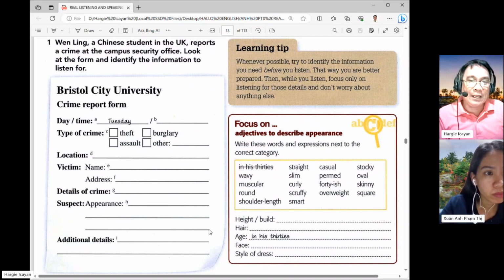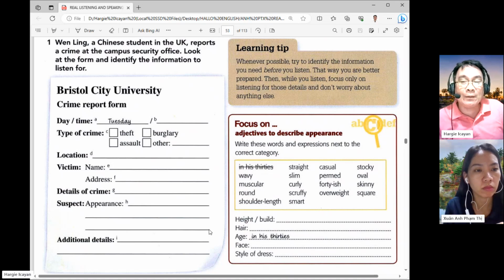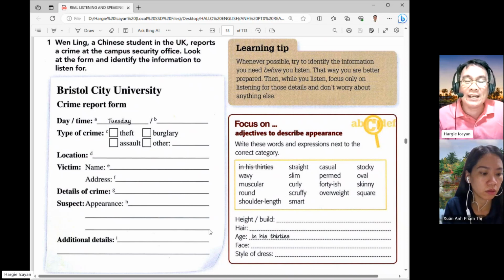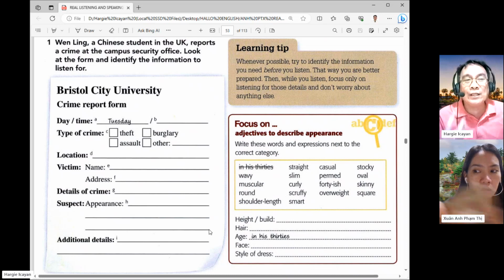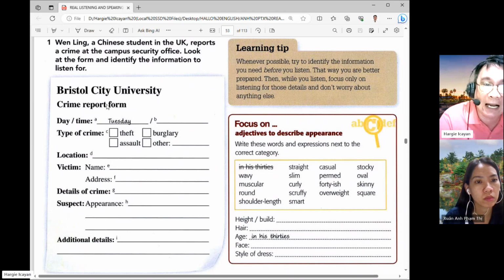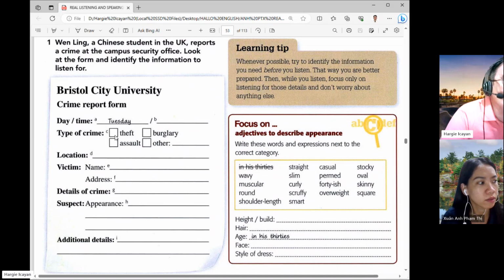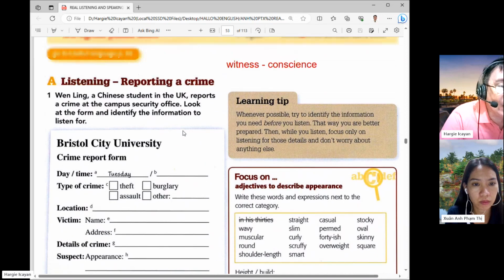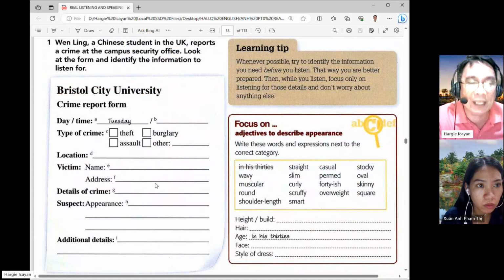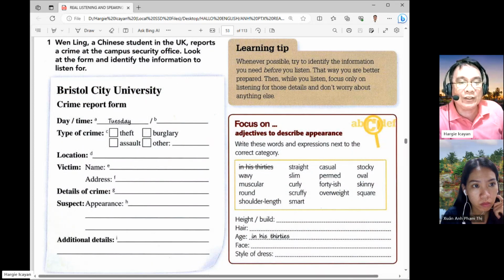I don't know if we have the same here in the Philippines, because here in the Philippines we also have a police report. So we call that one a police report. If you were going to report a crime, you would fill out the information needed. Of course, there's also this particular information. So before we listen, what do you think would be the things that we should understand in a crime report form?